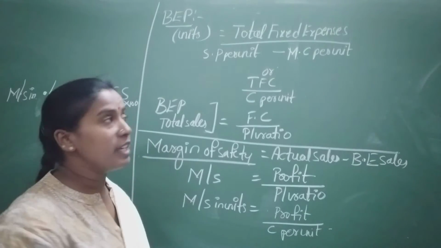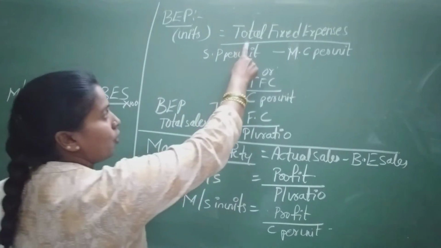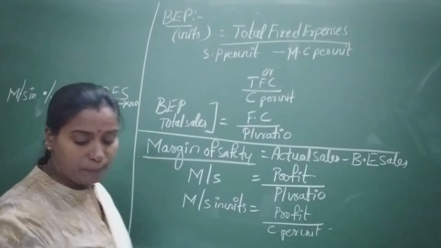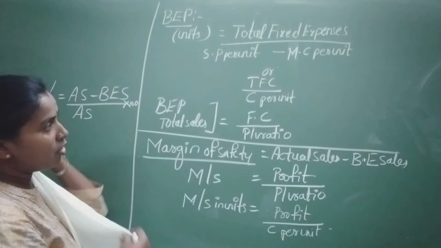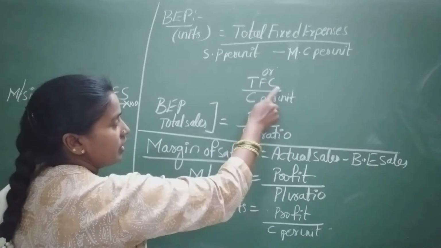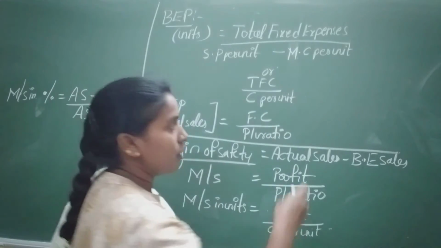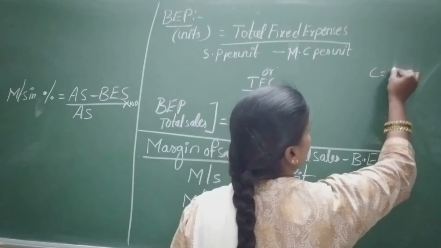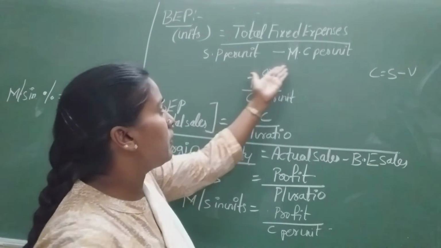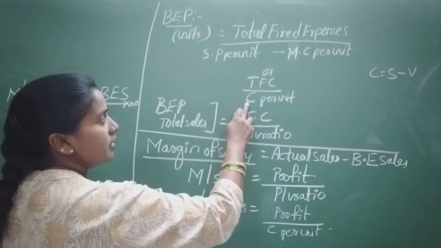You are able to get the point, I think. I repeat once again. The formula for break-even units is total fixed expenses divided by selling price per unit minus marginal cost per unit. It is also called total fixed cost by contribution per unit. Why did it become contribution? What is the formula of C? C is equal to S minus V. Selling price per unit minus marginal cost is nothing but S minus V. That is the reason we write it as C.